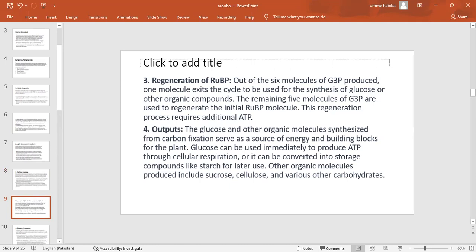The glucose and other organic molecules synthesized from carbon dioxide serve as a source of energy and building blocks for the plant. Glucose can be used immediately to produce ATP through cellular respiration, or it can be converted into a storage form like starch for later use. Other organic molecules produced include sucrose, cellulose, and various other carbohydrates.